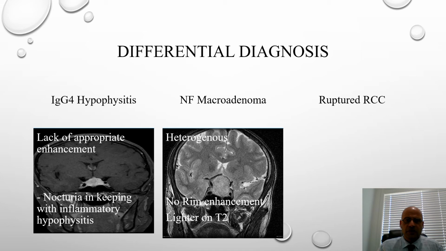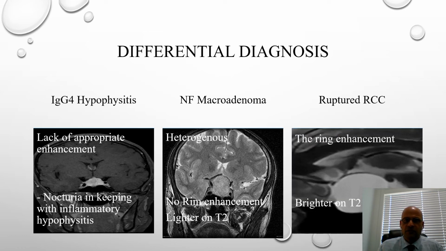The heterogeneity with regard to non-functioning macroadenoma: they tend to be very heterogeneous, like this picture here, this patchy area of iso, hyper, or hypo intensity, and there shouldn't be much rim enhancement. And of course, with the Rathke cyst, you will have this homogeneous, proteinaceous bright spot on T2.